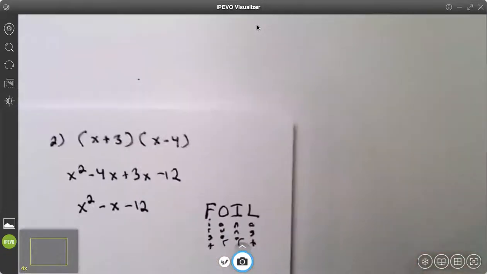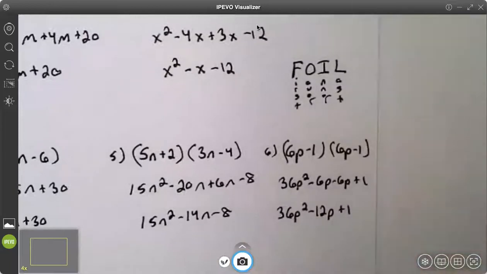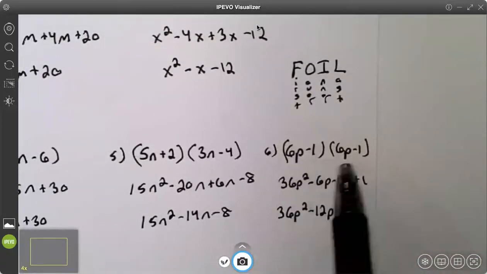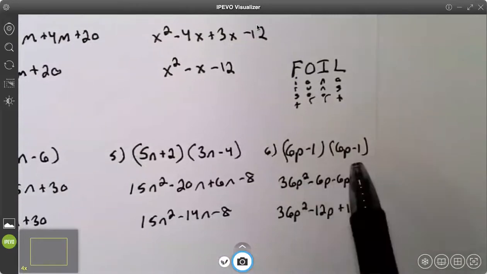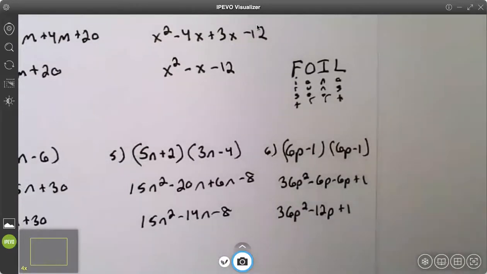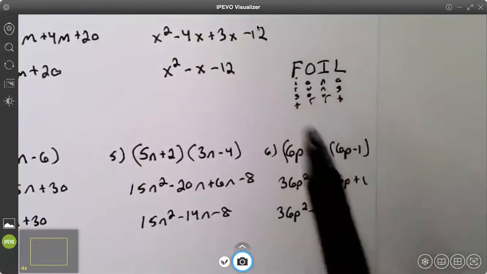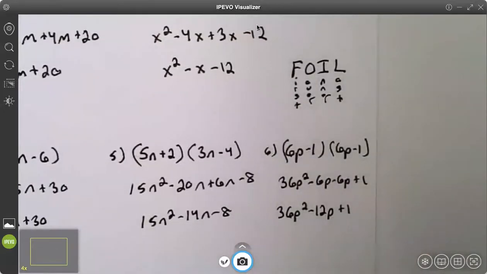So that's FOIL. Also, there are special rules for when you're multiplying two differences together like this, or two sums, or a sum and a difference where your numbers are the same, like on this one. Both of these are 6p, both of these are 1. There are special rules that I could teach and you could try to memorize, but I don't understand why. It doesn't really save much time. It's more trouble to memorize a bunch of rules than it is to just distribute everything, because that's what you end up doing anyway. So I don't teach the special rules. I do mention FOIL because you're definitely going to hear that, even if you don't hear about the other special rules.